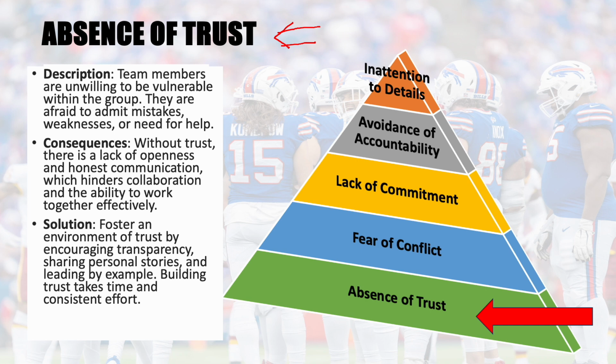So by definition, what is a team? Team is a group of people working towards a common goal, a common result they want to achieve. But if in case there is no collaboration, that common goal and common achievement which they want to do would definitely suffer. So that's where absence of trust is very important to mitigate and control. How can we do that? Foster an environment of trust by encouraging transparency, sharing personal stories, and leading by example. Building trust takes time and consistent efforts.